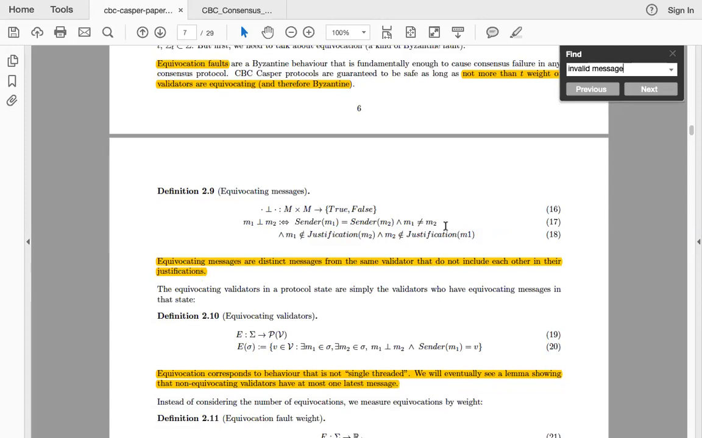That's the M1 not equal to M2. That's also true. They have different estimates and they have different justifications. And now here's the important part. It's all important, but here's the more interesting part. M1 is not in the justification of M2. So that's correct. Her first estimate of 1 is not in the justification of the later estimate of 0, and vice versa. M2 is not in the justification of M1, and that's also true here. So that later message is not in the justification of the earlier message.